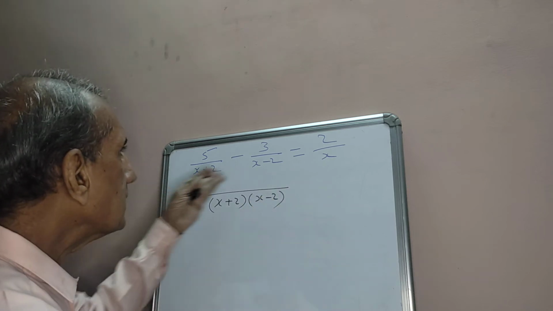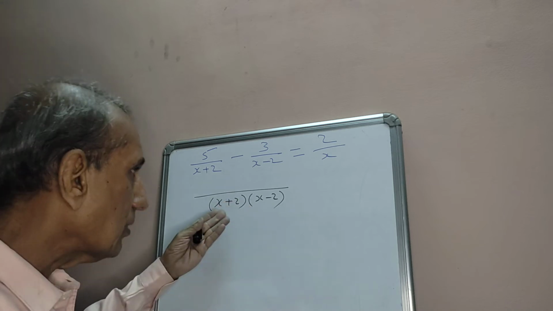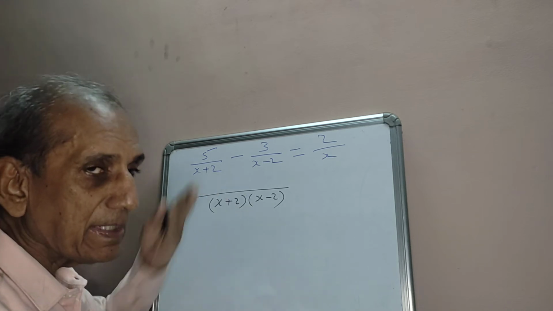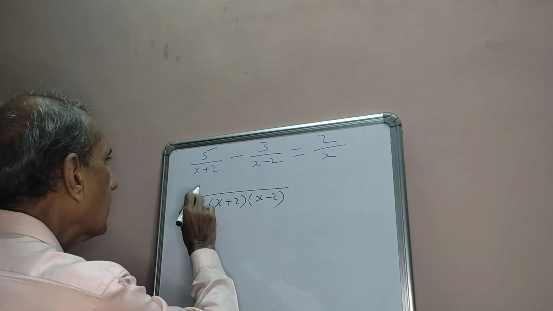You can either write this, or you can write (a + b)(a - b) as a squared minus b squared. So you can also write x squared minus 4. Even that is correct, okay? It's your choice. Both are correct. Now what do I get here?